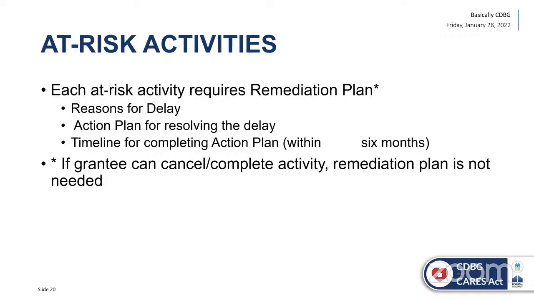It's not that big of a deal to do in the system. You have to just say the reasons for your delay, the action plan to resolve the delay. So not too long of a narrative. You're going to describe what you're going to do, what steps you are going to take to resolve the issue, and the timeline for completing that action plan. And you have up to 6 months to complete that action plan. But if you can complete the activity, or if that activity was never really used, you never did any drawdowns, and you just want to cancel it, then you can cancel it. And then once you either complete or cancel an activity, the remediation plan is not needed, because that activity will disappear from the flag list.